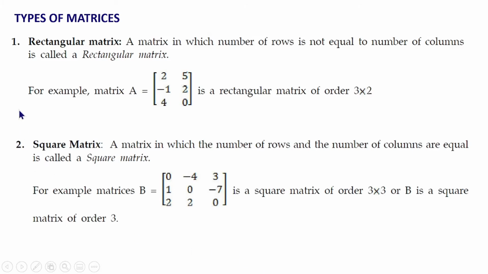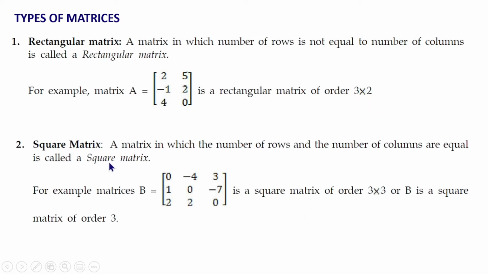Now moving on to different types of matrices. The first one is rectangular matrix. A matrix where the number of rows is not equal to the number of columns is called a rectangular matrix. Say for example, here we have got number of rows as 3 and number of columns as 2. So this is a rectangular matrix of order 3 by 2.